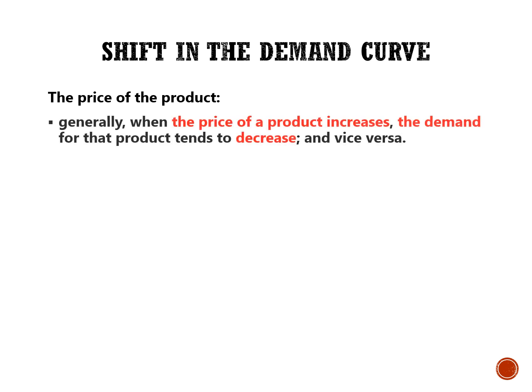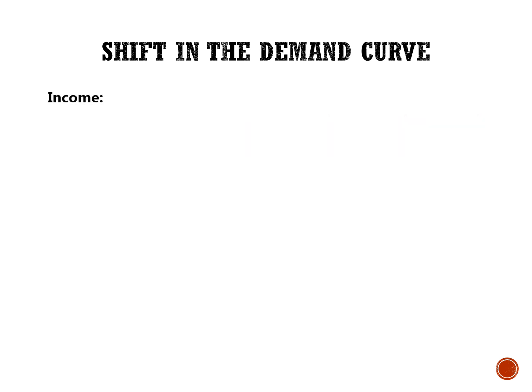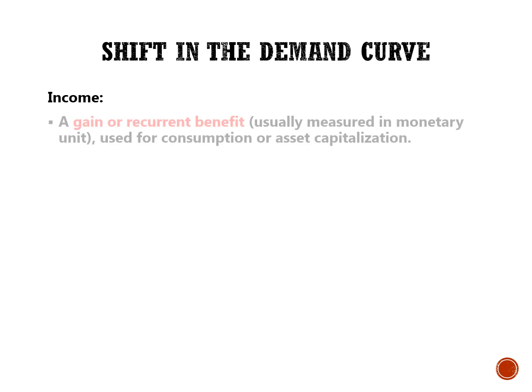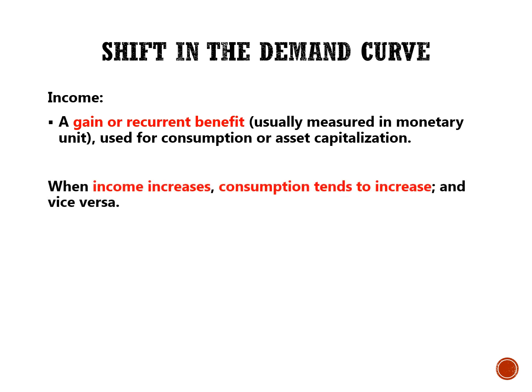Generally, when the price of a product increases, the demand for that product tends to decrease, and vice versa. And income can be referred to as a gain or recurrent benefit, usually measured in monetary units, used for consumption or asset capitalization. When income increases, consumption tends to increase, and vice versa. However, it only applies to normal goods, not inferior goods.